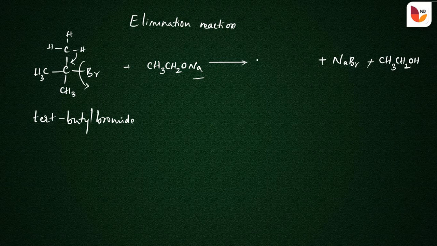And the main product is an alkene, that is CH3, CH3, the two methyl groups attached to the carbon, and there is one double bond, and it is CH2. So this molecule is to be called 2-methylpropene, that is, the second carbon contains a methyl group, and it is propene.